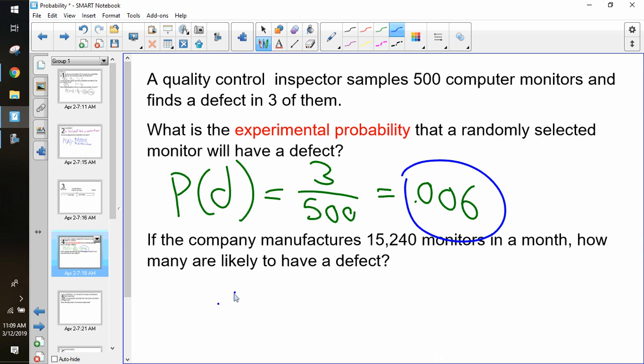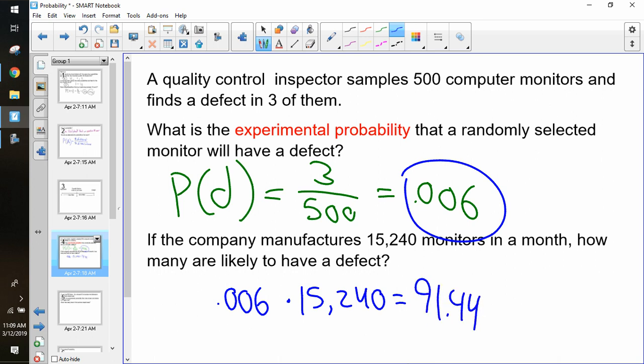So I'm going to take my probability, and I'm going to multiply it by 15,240. The 0.006 is just the probability for one event, just looking at that one monitor. So I'm doing that same thing 15,240 times. I want to see how many of those times this outcome should come up. If we multiply those two together, that will give us 91.44. So 91.44 times I should find a defect out of 15,240 monitors.